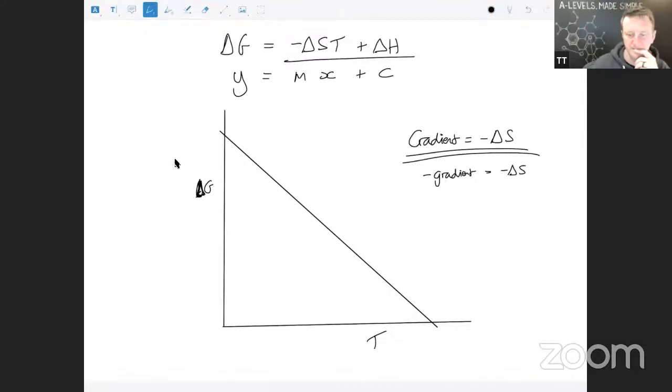Negative? Someone's saying positive. It's becoming less disordered, is another way of putting it. We've got a real mix here. So we've got a negative gradient. Let's say the gradient was minus 10. So minus 10 equals minus delta S. That means that delta S is positive. There's an increase in disorder.